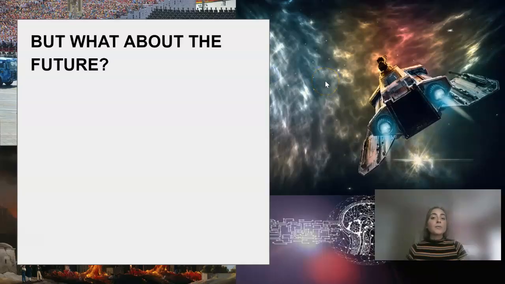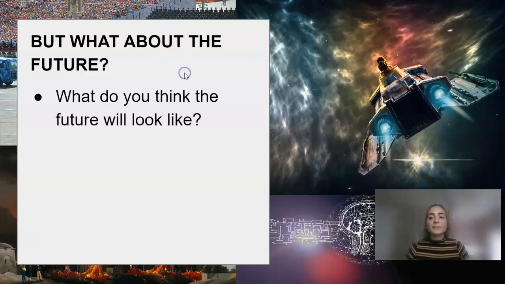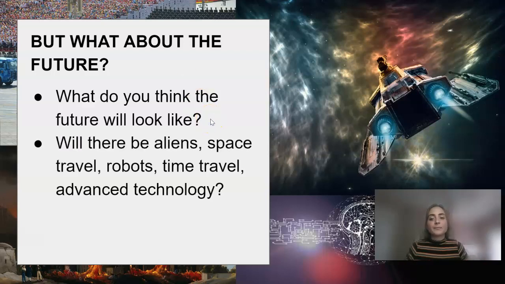Now that we've read a story that was set in the past, we are going to completely shift gears and start thinking about the future. So what about the future? When you think about the future, what do you imagine it looking like? What do you think is going to happen in 5 years, in 10 years, in 50 years? When you are an adult, what is our world going to look like? Are there going to be aliens or space travel or robots or time travel or advanced technology?